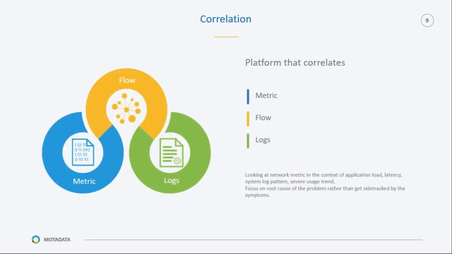So what is correlation exactly? In our platform, there are three things in one single tool: metrics, flow, and log data. So you will be able to correlate your important metrics, and you can focus on what matters the most rather than getting sidetracked by the symptoms. If you look at your network metrics in the context of other applications or loads, or analyze the log patterns, you can find out severe usage trends or some repetitive problem if that's happening.